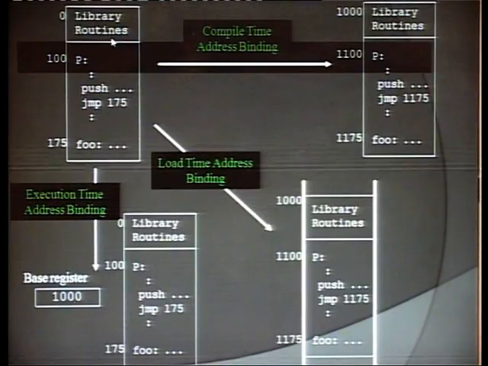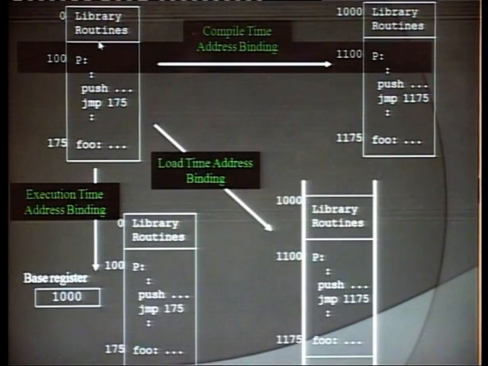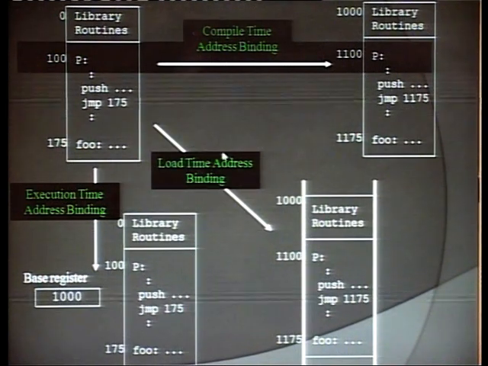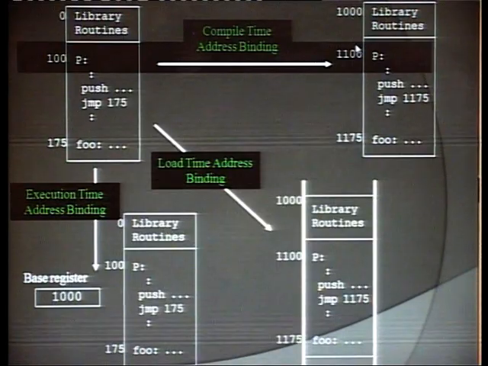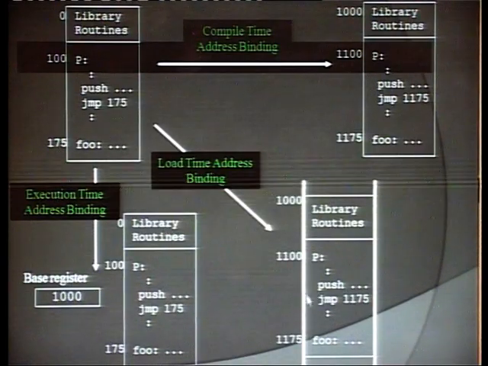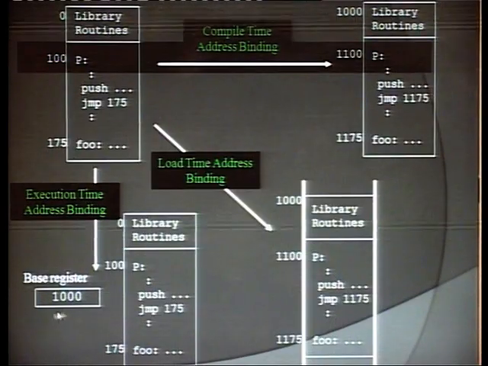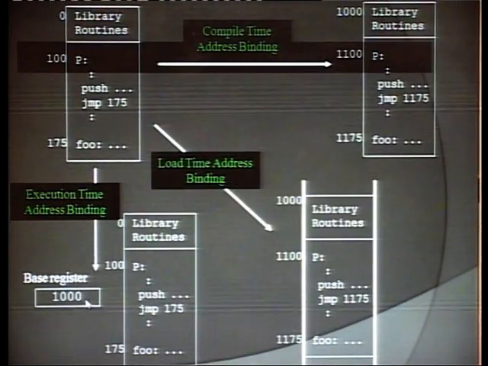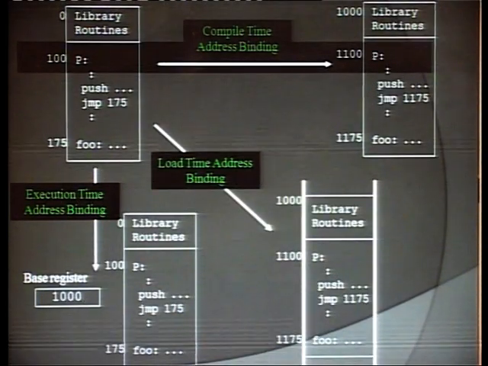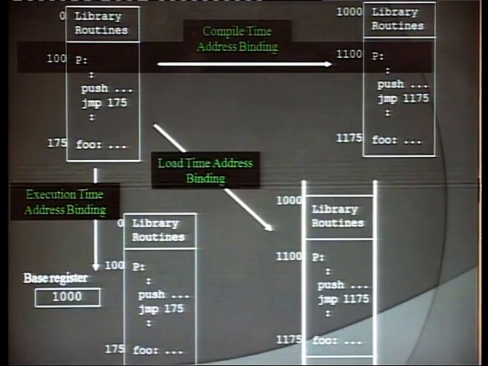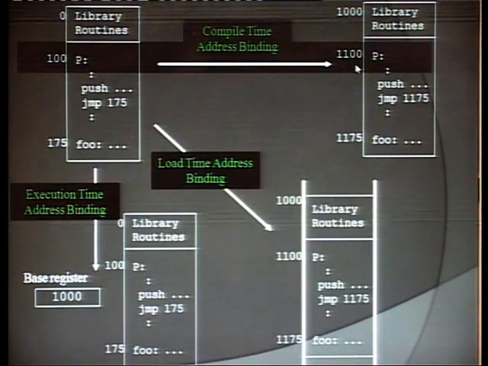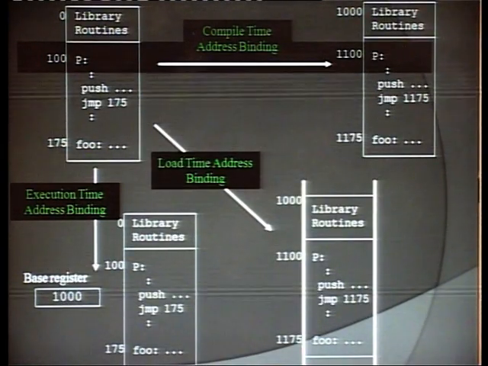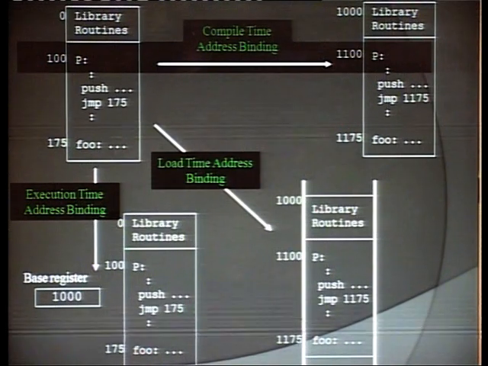There is an actual program and library routines, and they vary according to their binding. Compile time and load time address binding are the same: their base address and logical address are the same. But in execution time binding, the base address is 1000. So in compile time and execution time, the base addresses may differ. Here the base address is 1100. Base address means the actual starting address, the starting address of the process.